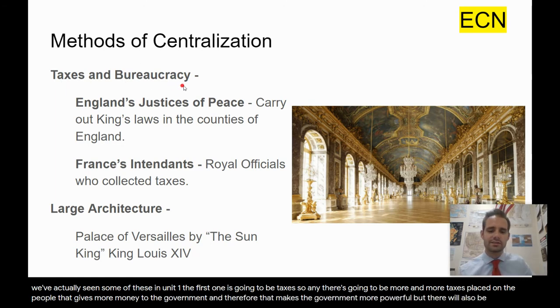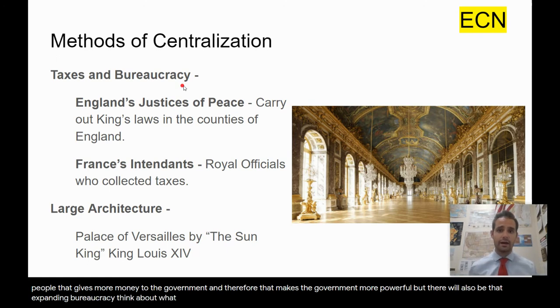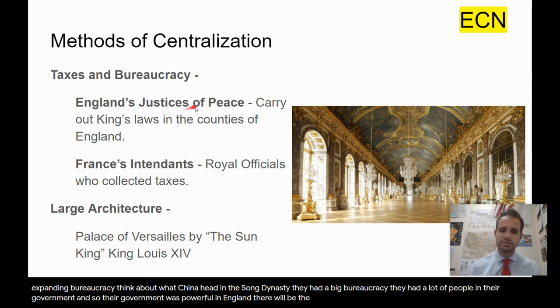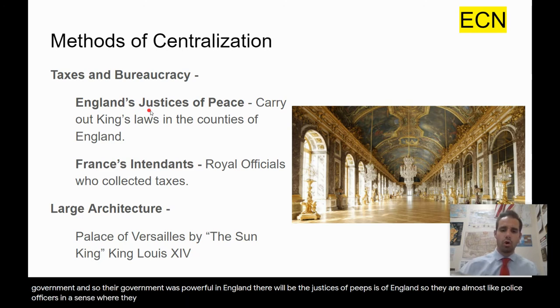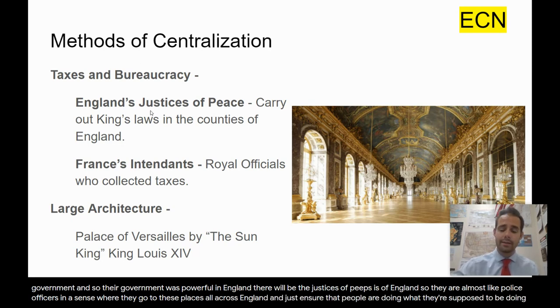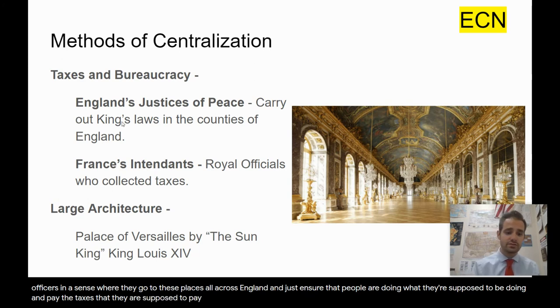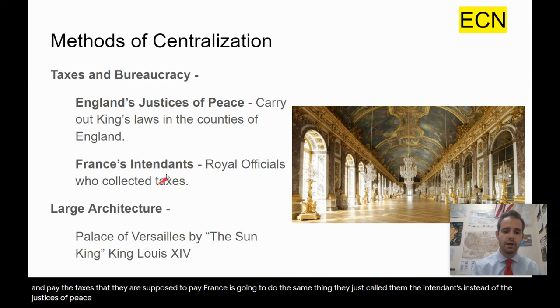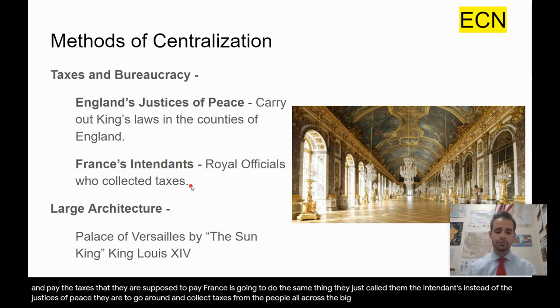But there will also be that expanding bureaucracy. Think about what China had in the Song Dynasty. They had a big bureaucracy. They had a lot of people in their government, and so their government was powerful. In England, there will be the justices of peace. They will carry out the king's laws in the counties of England. So they are almost like police officers in a sense, where they go to these places all across England and just ensure that people are doing what they're supposed to be doing and pay the taxes that they are supposed to pay. France is going to do the same thing. They just call them the intendants instead of the justices of peace. They are to go around and collect taxes from the people all across the big centralized country of France.